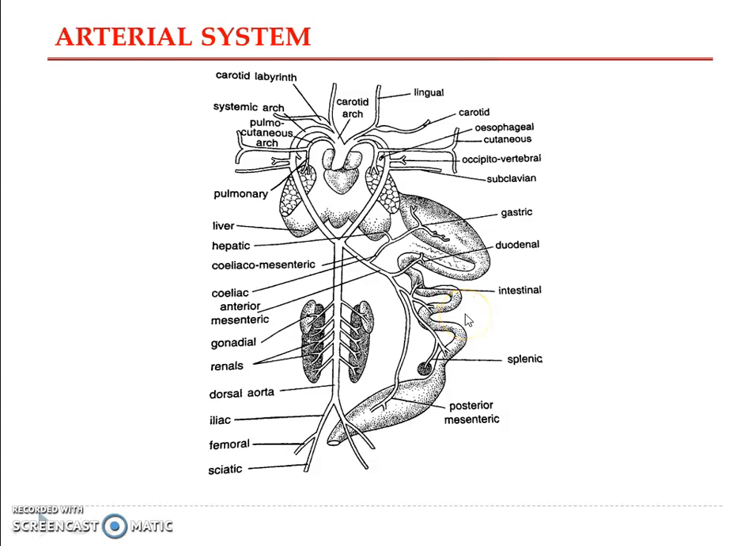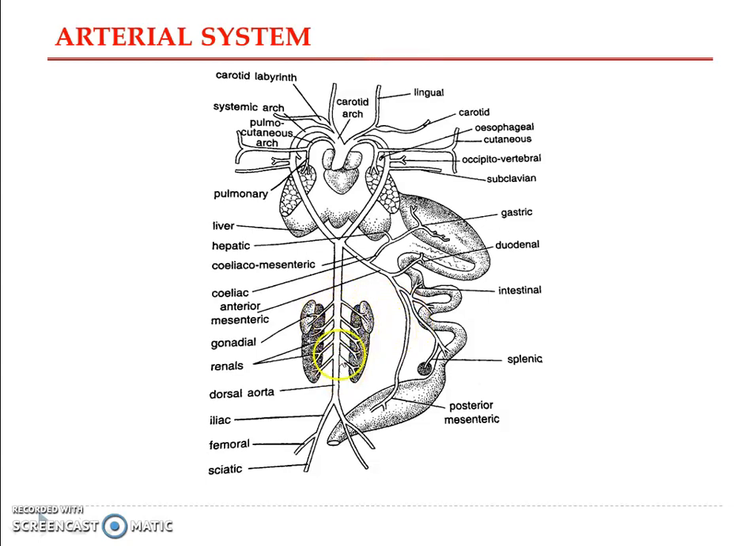Now we can see the gonadial one going downward, posteriorward. The next is a pair of gonadial arteries. The gonadial artery, a pair, gives off branches to the gonads. In male it is the spermatic artery, and in female it is the ovarian artery. In general, we can mention it as a pair of gonadial arteries.